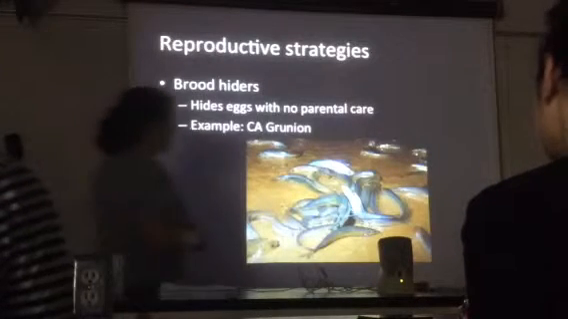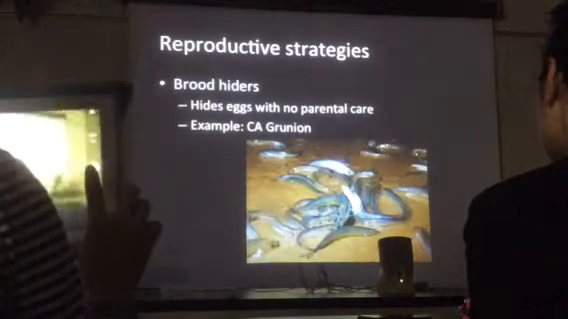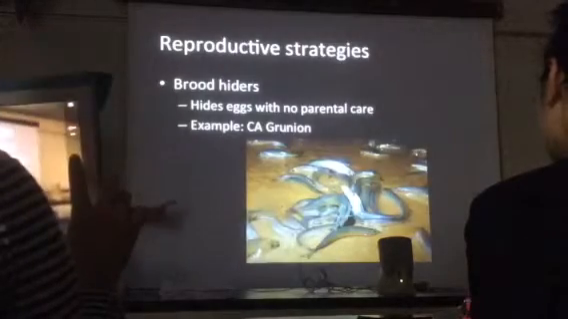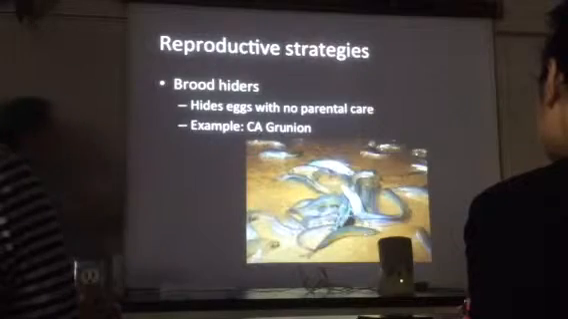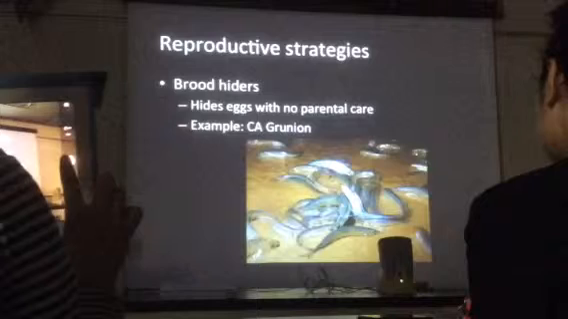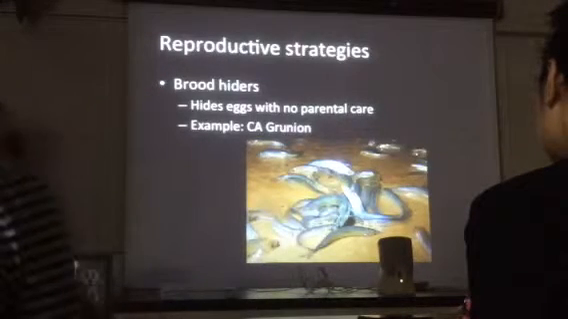There are some, and I think next time, if we have time, I'm going to show you, I don't think we'll have time to do it today, but there's a cool grunion video. These are California grunion. So there are some that are brooders, where they hide eggs in the substrate. In this case, they actually hide them up on the beaches in the sand.